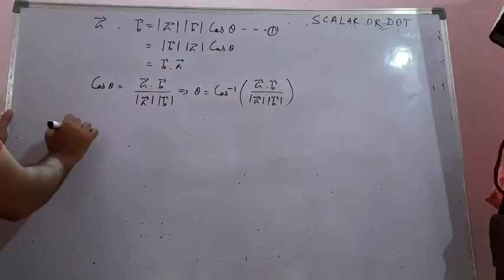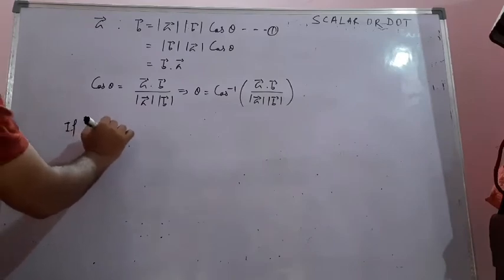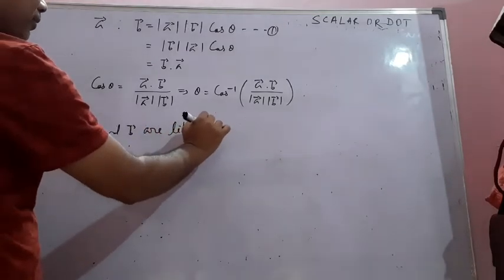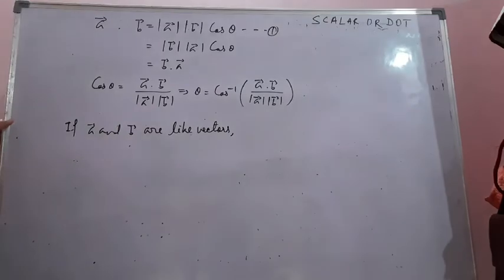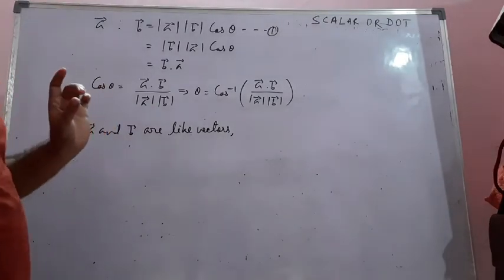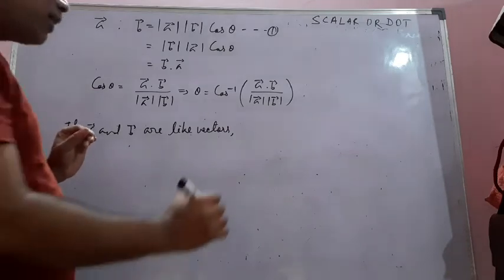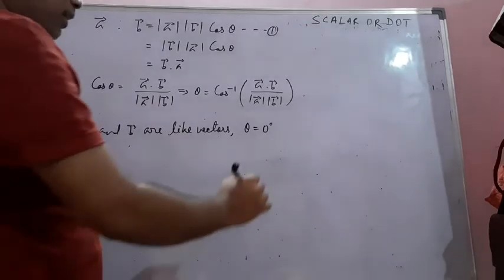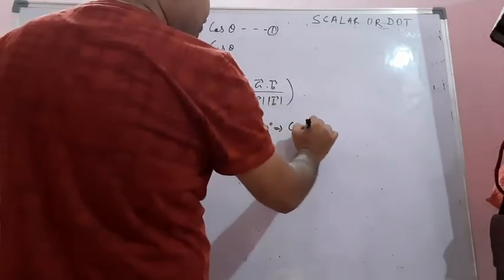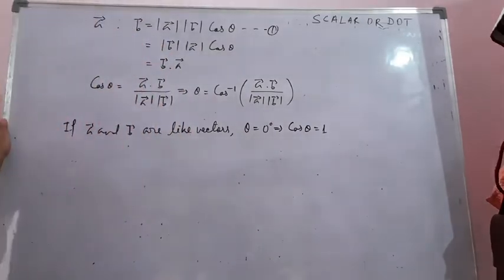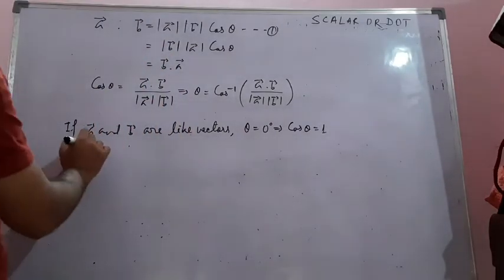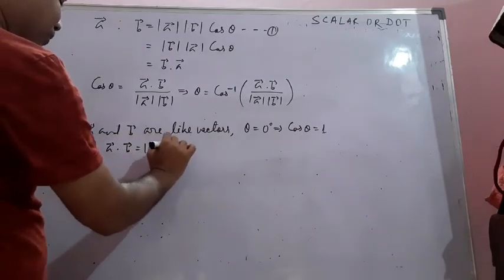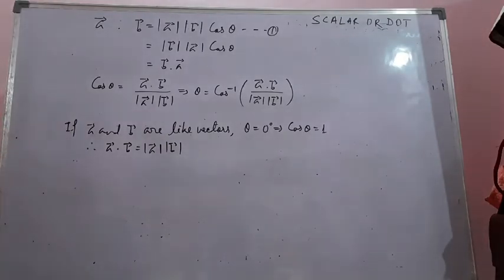See, suppose vectors a and b are like vectors. Like vectors means they are in the same direction. As they are in the same direction, the angle between them, theta, will be 0 degree. If theta is 0 degree, then cos theta will be 1, because cos 0 is 1. So then a dot b will be equal to the product of their magnitudes only.